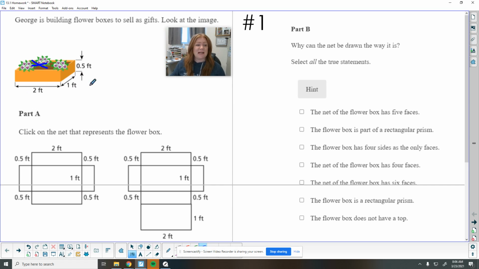So let's think about how many sides it has. So we know it has the bottom. There's one. It has two sides and it has a front and a back, for 5. So we need to draw a net that represents this. So we know it can only have 5 sides.